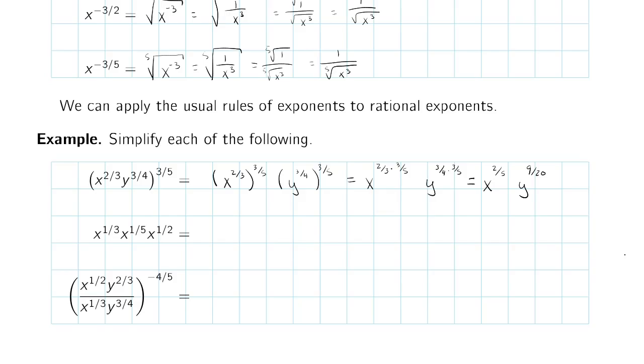If we have x to the 1/3 times x to the 1/5 times x to the 1/2, that's going to be x to the power 1/3 plus 1/5 plus 1/2. Adding all of those fractions up, again using a calculator if we'd like, we get that this is x to the power 31/30.